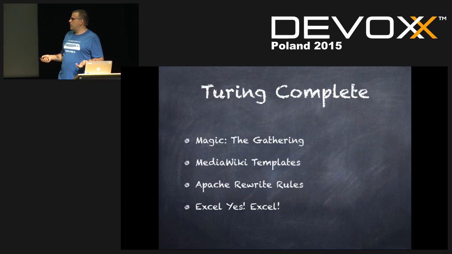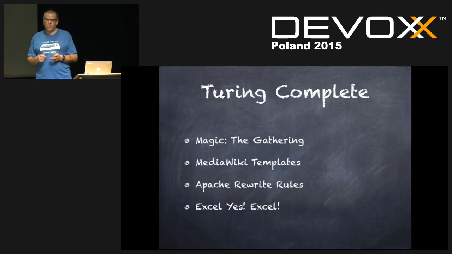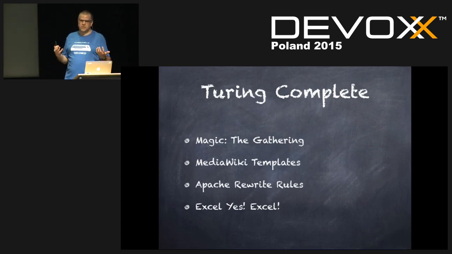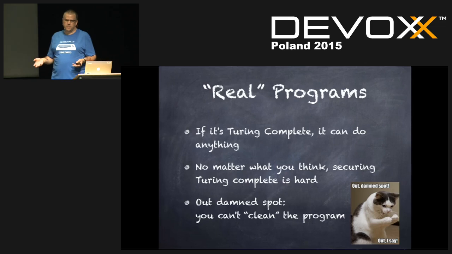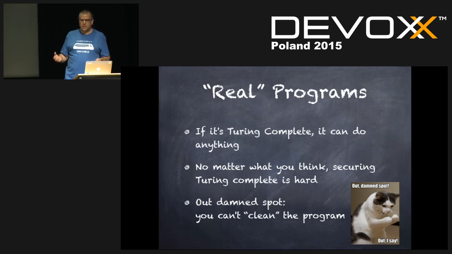And my favorite, Excel. Yes, Excel is in fact Turing complete without macros. So if you allow users to upload an Excel spreadsheet and run it, you're actually allowing them to run Turing complete code. If it's Turing complete, it can do anything that any other program can do. And no matter what you think, it's really, really hard to secure something that's Turing complete.